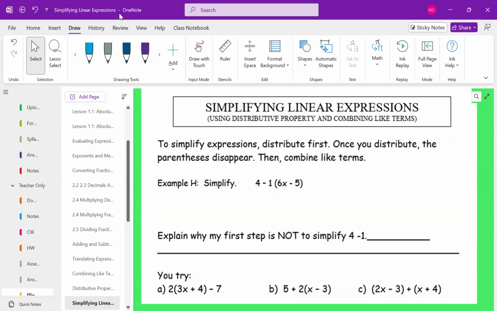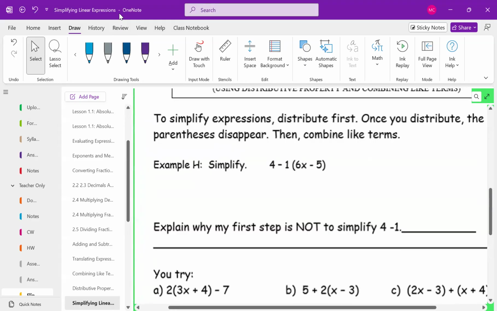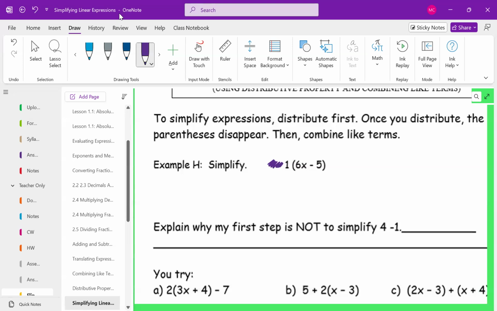So let's take a look at example H. So in example H, we have a linear expression. We need to distribute first. So we're going to pretend that this 4 isn't here. So what are we distributing? We're distributing a -1. So -1 times 6x is -6x, and -1 times -5 is +5. The parentheses have now disappeared.